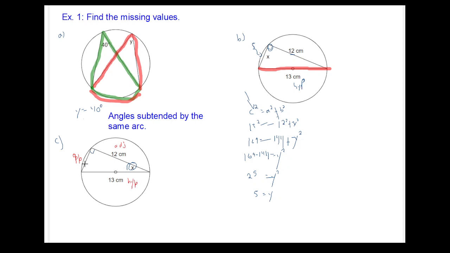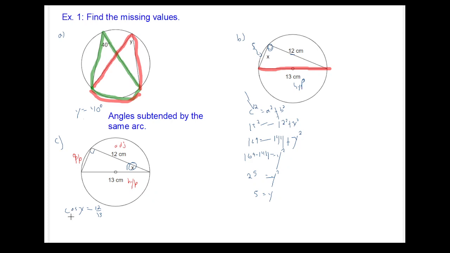So we have the hypotenuse and we have the adjacent side. So the trig ratio that uses adjacent and hypotenuse would be cos. So we know that the cos of x is going to equal the adjacent side, which is 12, divided by the hypotenuse, which is 13. Now, if we want to find out what x is, we're going to undo cos.